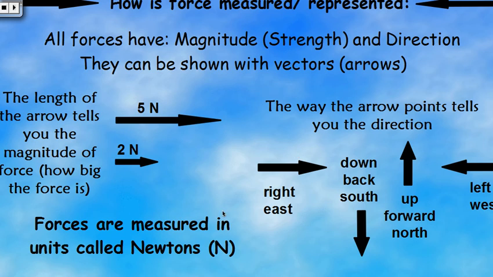You also need to include the unit. Forces are measured in units called newtons, after Sir Isaac Newton. We show this as a capital N. So if we were to show a force of 5 newtons, we would need to draw a long arrow and have a number of 5 newtons. Notice the 2 newton arrow is a lot shorter, and then it has the number 2 N next to it. This is how we show forces with vectors.